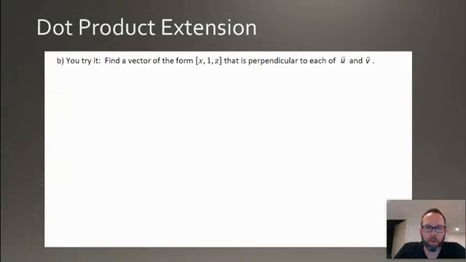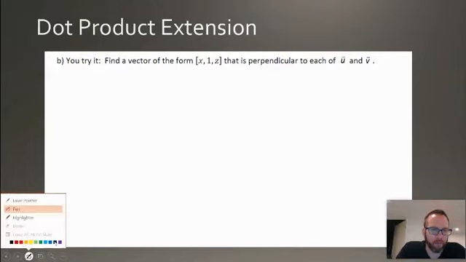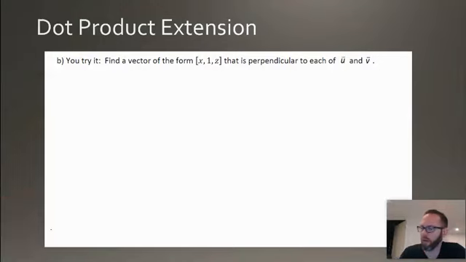A very similar problem, but this time we're going to find a vector of the form x, 1, z. This time we're going to say that the y value has to be 1. So we're going to get a different vector, but the process will still be the same. If you want to pause the video and try that on your own, you can. Or if you want to follow along with me, you can do that as well. It's going to be the same process though.